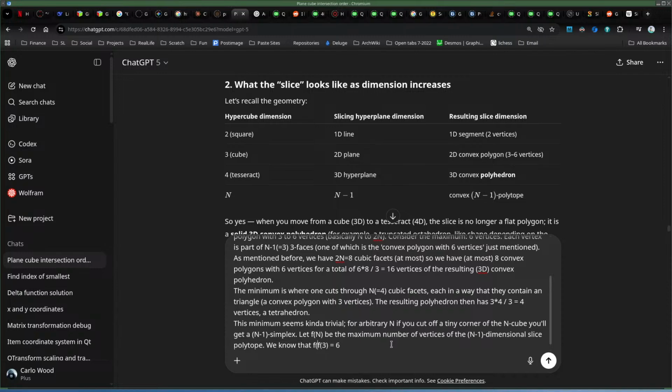So in 2 dimensions, what is it in 2 dimensions? In that case, we have a square, and we cut it with a line, and the maximum number of points is just 2. In fact, it's always 2, unless you count degenerate cases where you just cut off a corner or you go through an edge. It's an infinite number. I don't deal with that.